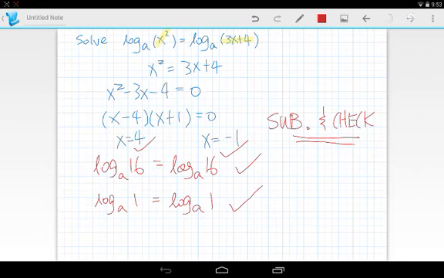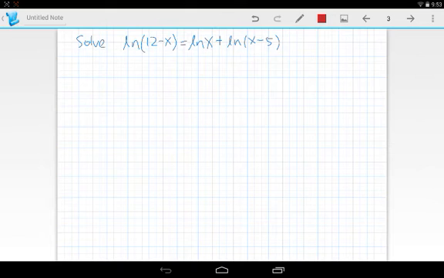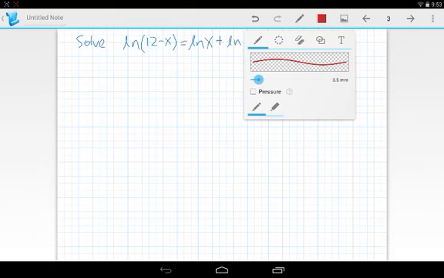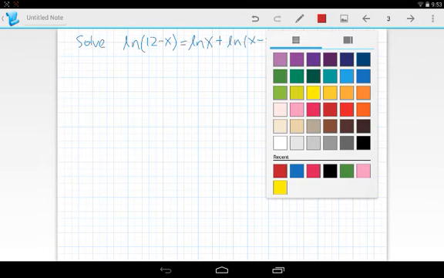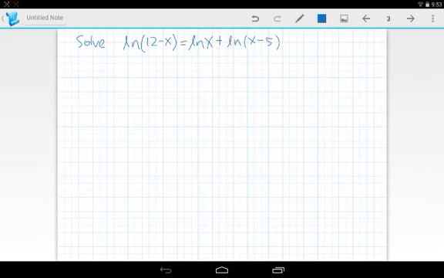Here I have another log equation that I need to solve, and this time I have natural log. On the right hand side, I can apply one of the properties. I can rewrite it as ln of x multiplied by x minus 5. This is one of the properties. I'm using a bunch of parentheses to help me out a little bit, and I think you guys should also develop that good habit. Use parentheses to organize your workings.